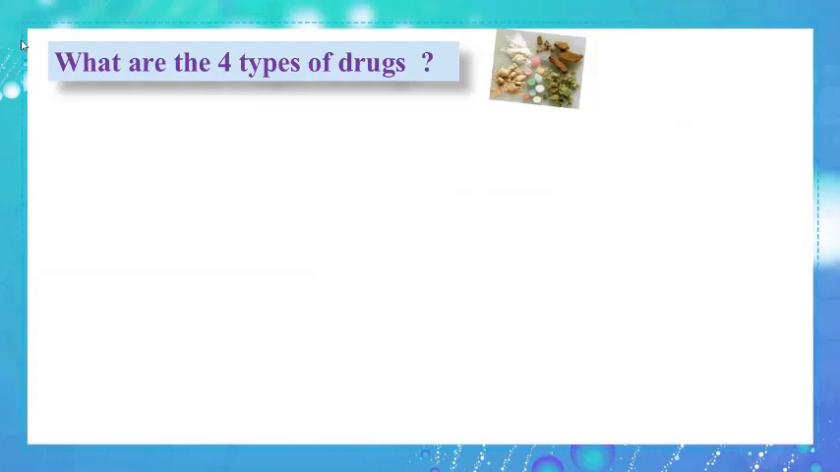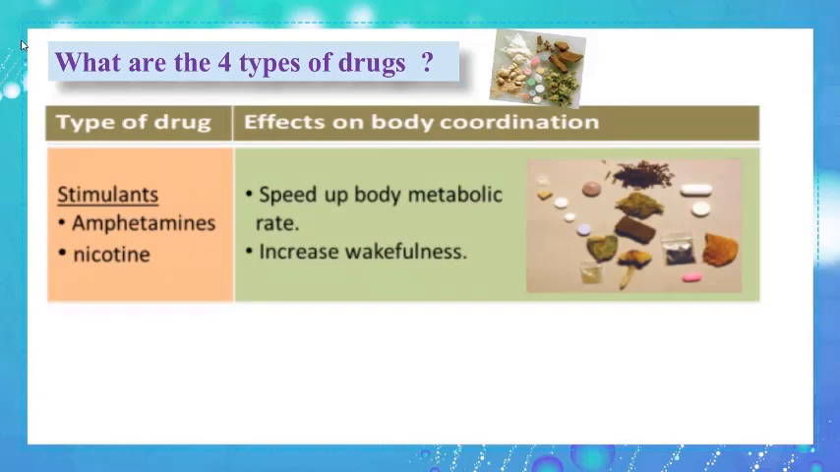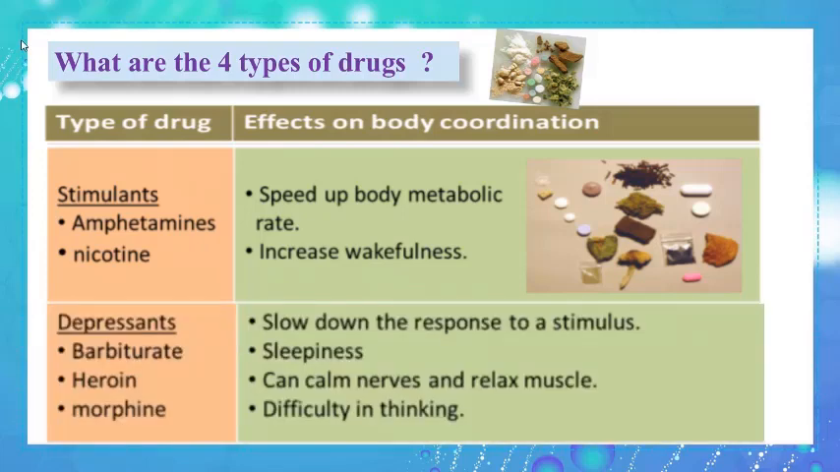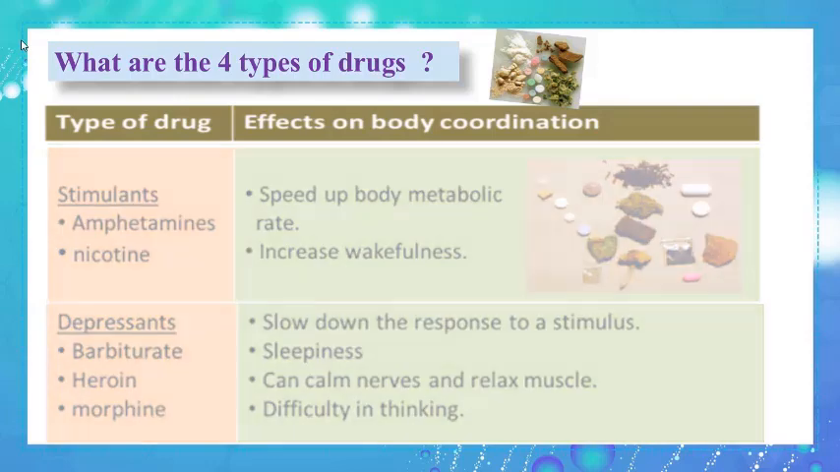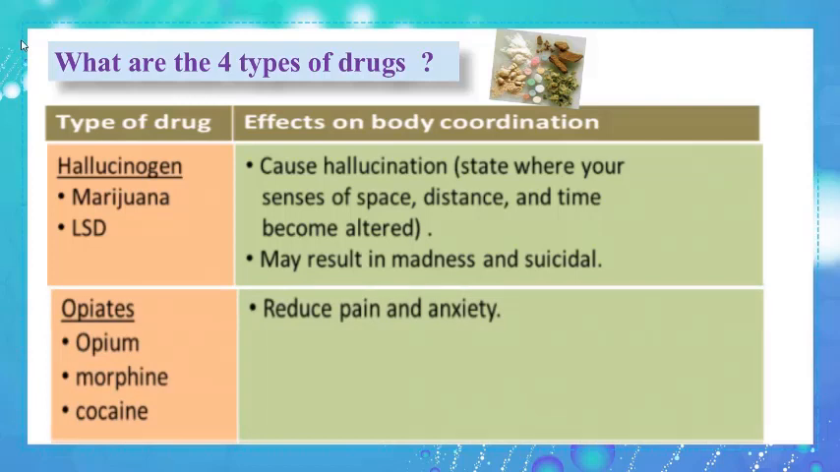Actually, there are 4 types of drugs. Type 1, stimulants, like nicotine, that speed up the body's metabolic rate. Type 2, depressants, like heroin, that induce muscle relaxation and retard thinking. Type 3, hallucinogens, like LSD, that provoke hallucination. And finally, type 4, opiates, like cocaine, that reduce pain and anxiety.